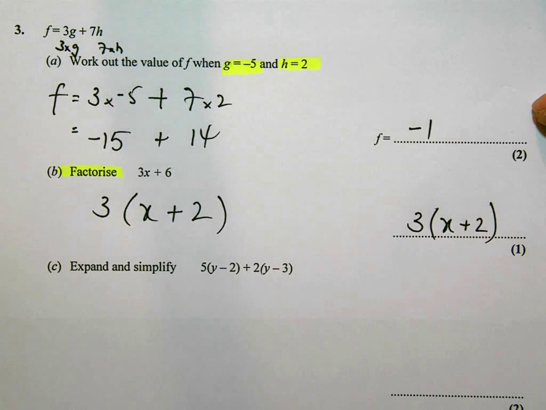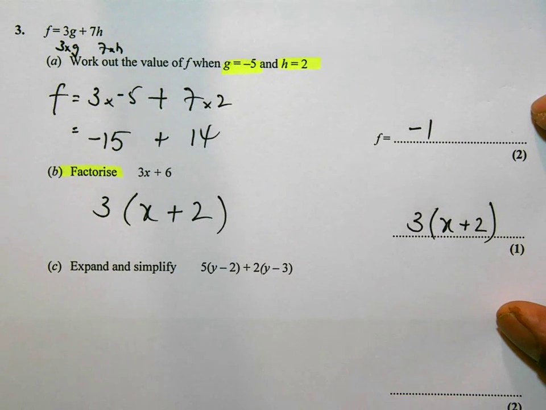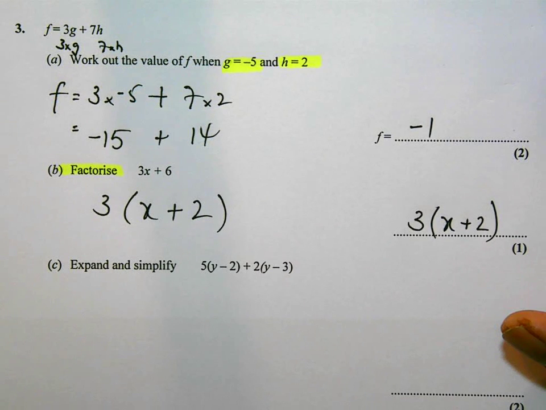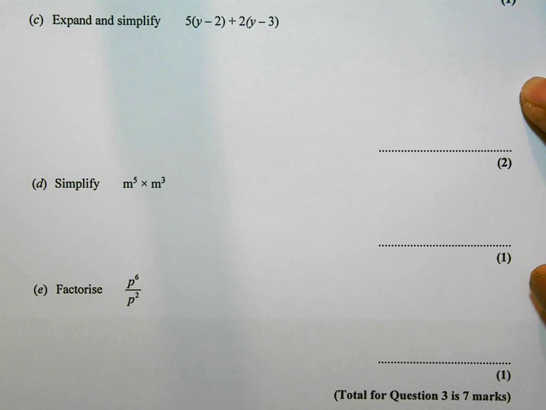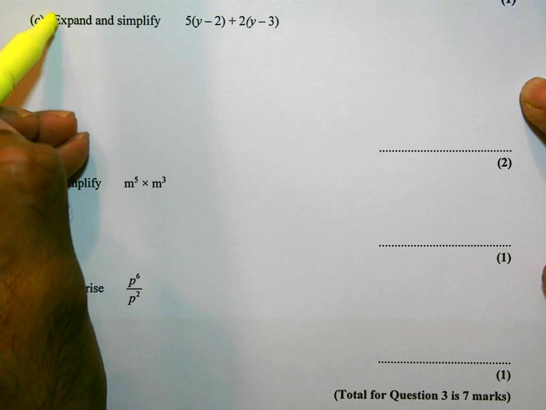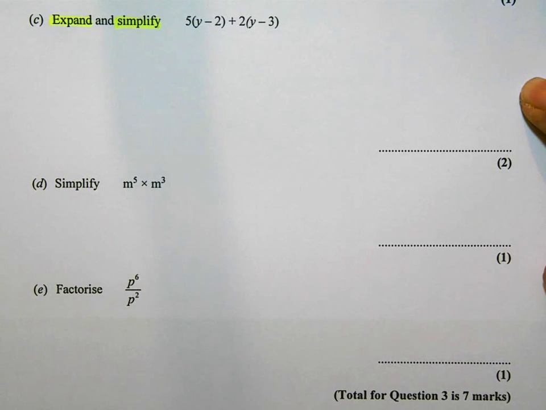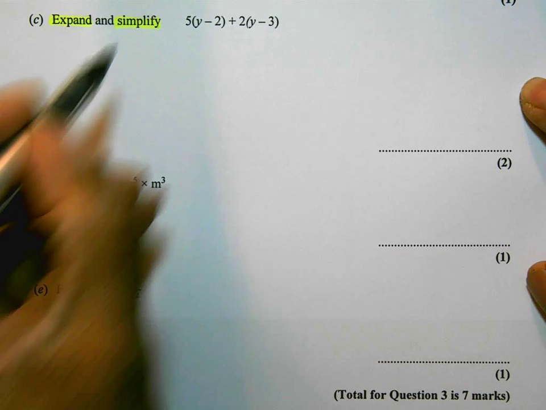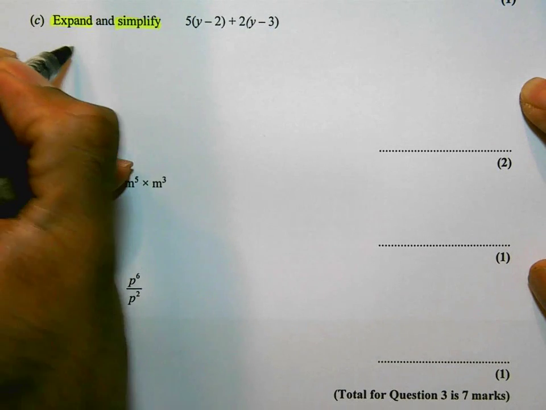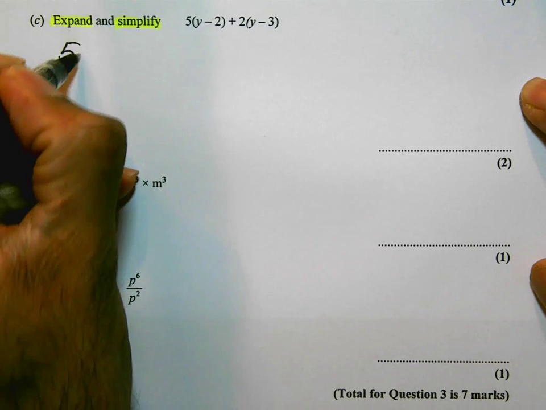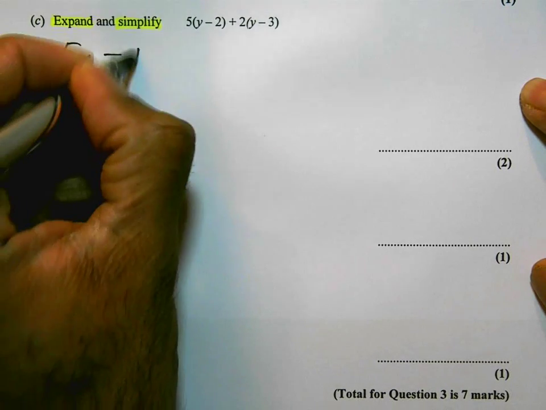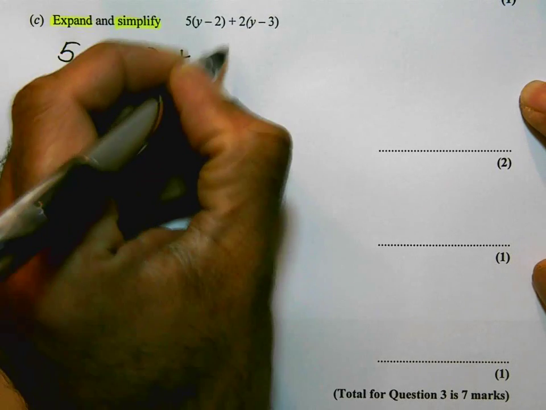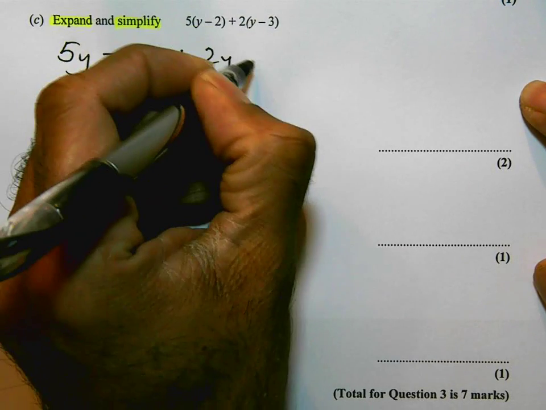Okay, let's go on to part C. In part C, the question says to expand and simplify. Now you should be familiar with these type of questions where they say expand and simplify. Expand means to multiply out the brackets, and simplify means to then tidy them up. So let's multiply out the brackets. 5 times y is 5y, minus 5 times 2 is 10, plus 2 times y is 2y, and minus 2 times 3 is 6.